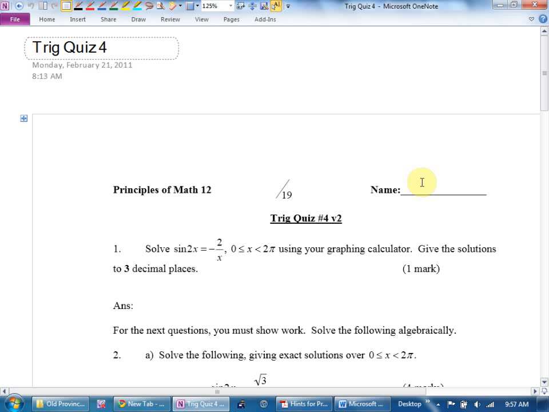Trig quiz four. Oh, I haven't done the joke for a while, so we'll do it here. And Cirque.